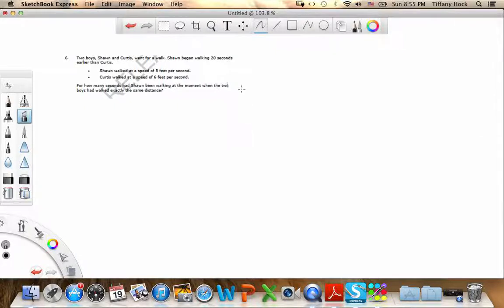distance? Okay, so if we were to think about this, I'm going to use two different colors here. I'm going to use the blue color to represent Sean, and I'll use black or red, another color, to represent Curtis. So Sean will be blue, and then I'll use black to represent Curtis. Okay, so let's imagine we have both of these guys starting off at the same point.